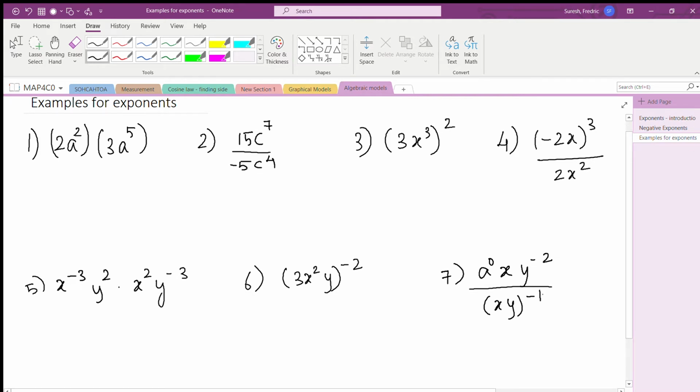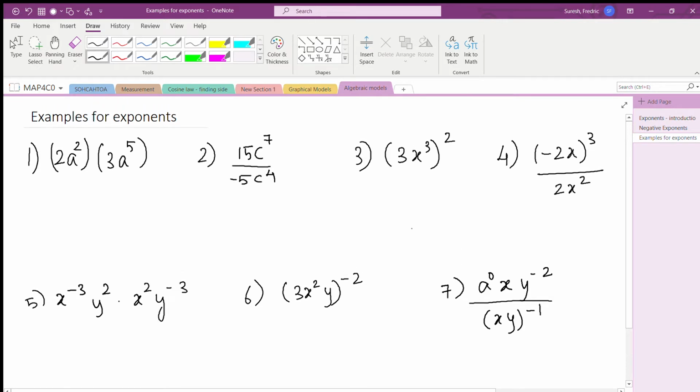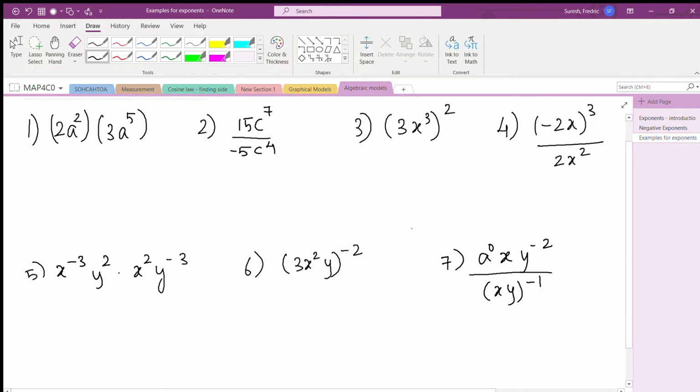Hey guys, this is a video for examples of exponents. So I'm going to solve some of these. Please do take good notes and keep them ready for reference when you're doing the worksheet and the work from the textbook. So let's look at the first example.